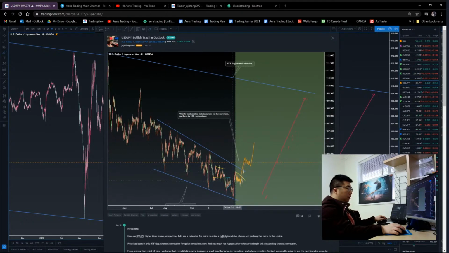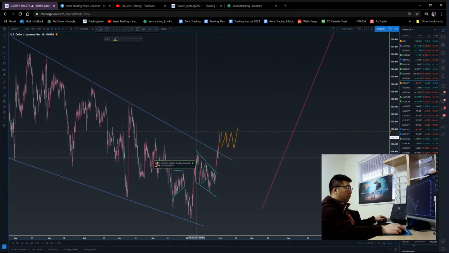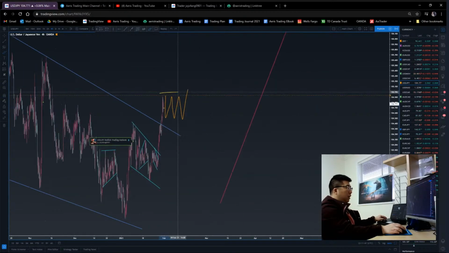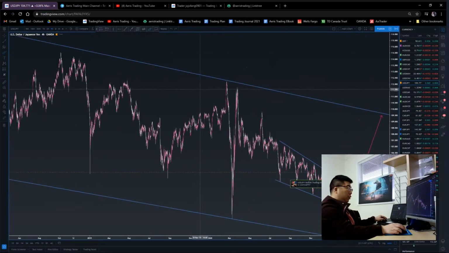And I was saying that we should look for a continuation out of this correction here. So certainly a correction here, forming an inverse head and shoulders, and then a bullish push to the upside, looking for continuation. Now, this is kind of exactly where price is now, right? We have this inverse head and shoulders, we push up, and then look for continuation. Definitely the first target is at least the highs of this correction and the upper structure of the higher time frame.